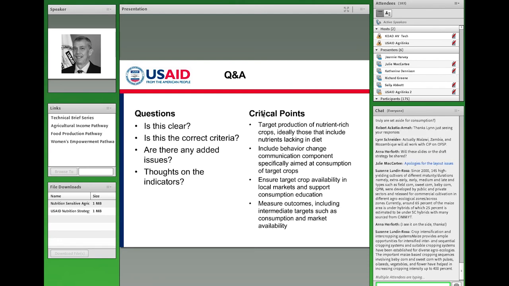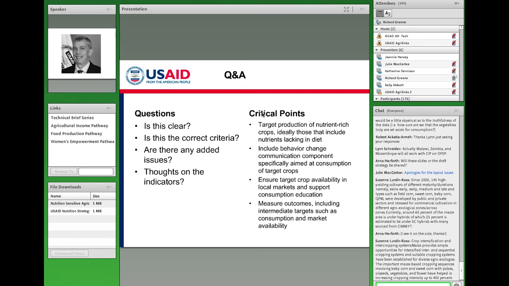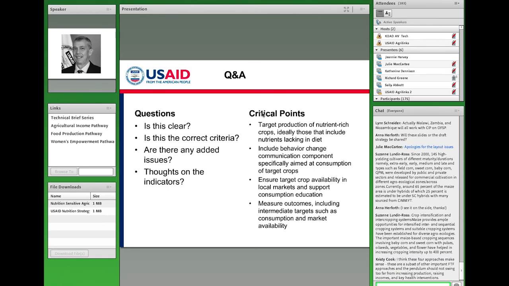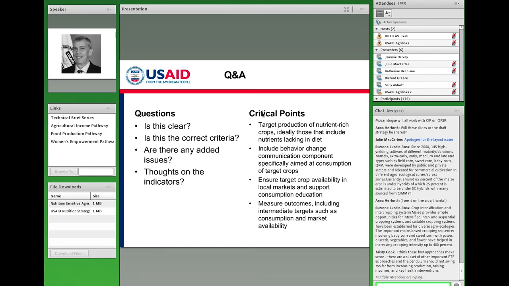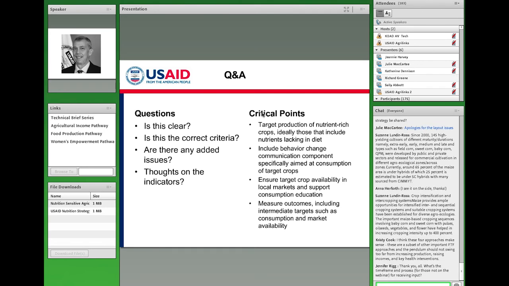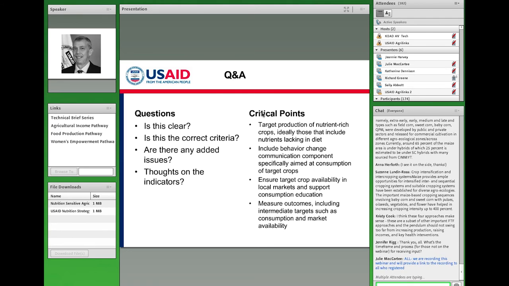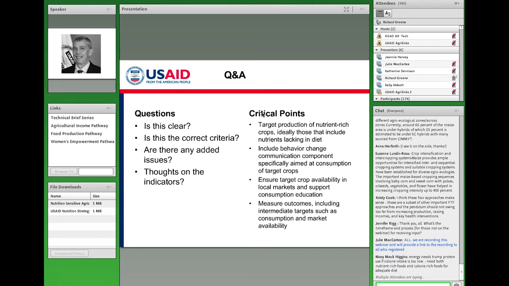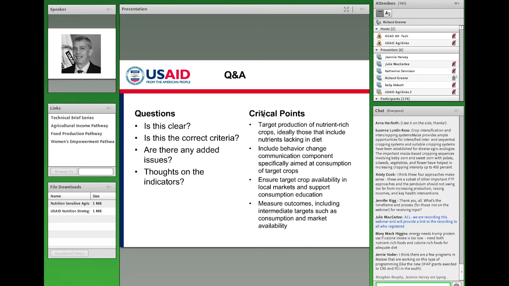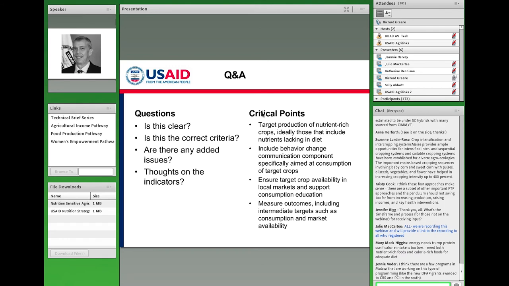which is going to be a much smaller but more genuine number than before, which was basically every program that involved any of these products was automatically assigned as nutrition sensitive. So that is the idea, and we really appreciate all of the comments, and they're still coming in. And again, we're going to try to address all of them.